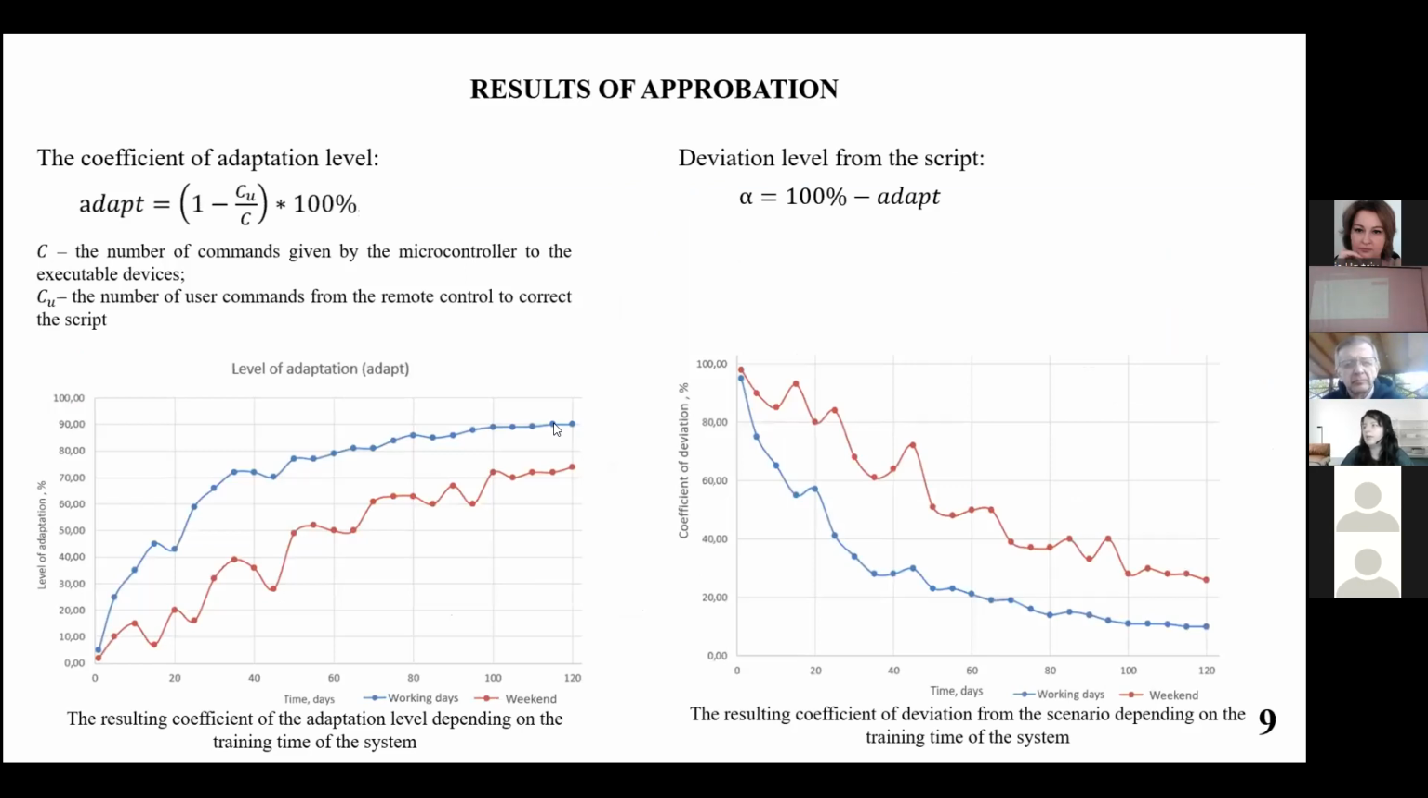As the result of approbation, we used the coefficient of adaptation level and the deviation level from the script. From the diagram on this slide, we can conclude that the level of adaptation of the system increases with increasing training time. It can also be noted that the coefficient of deviation also depends on the time of experimental studies. On weekdays, the dynamics of adaptation is faster due to the routine of working days and a small number of possible scenarios for working days with the system. However, on weekends, when the number of scenarios is much greater, the adaptation of the system is slower.